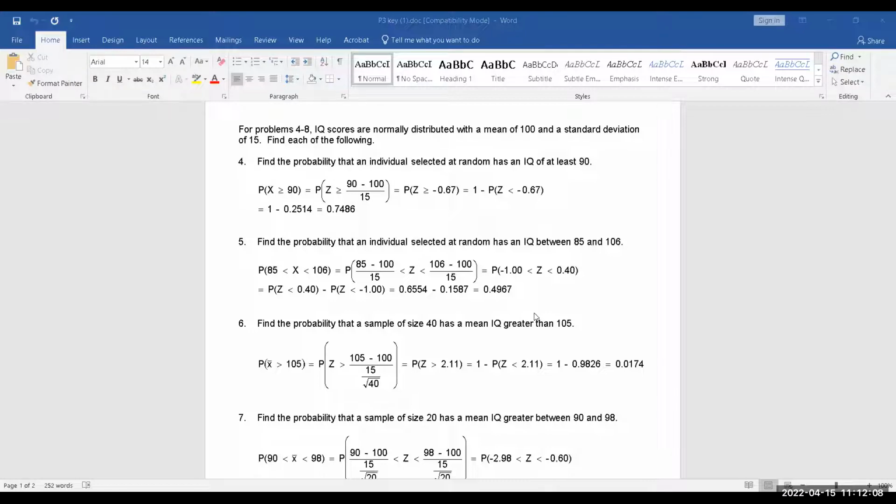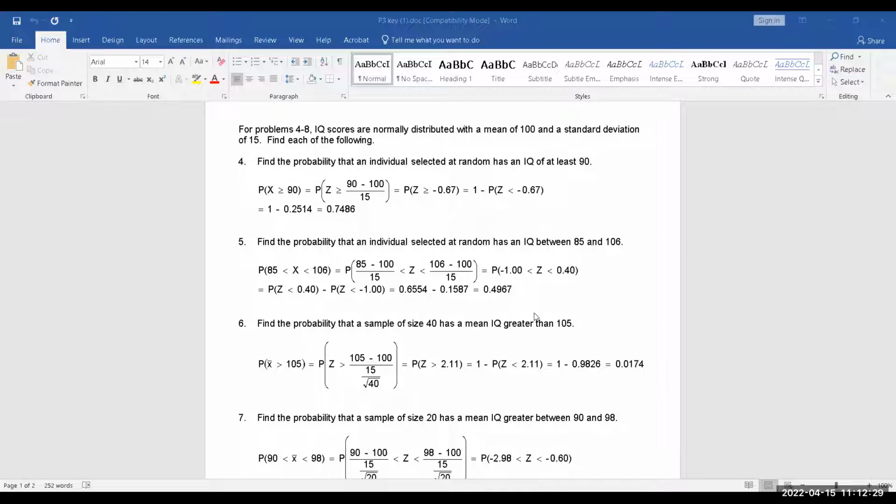Now, since 90 is below average, 90 or above should be the majority of people because exactly half the people are 100 or above. So 90 or above should be way more than half the people. That kind of common sense tells you to check: did I subtract the right direction? Did I look up the right number? I'm asking for more than half the people.